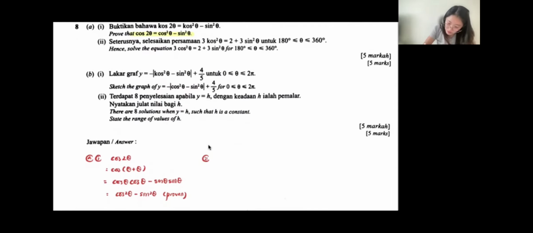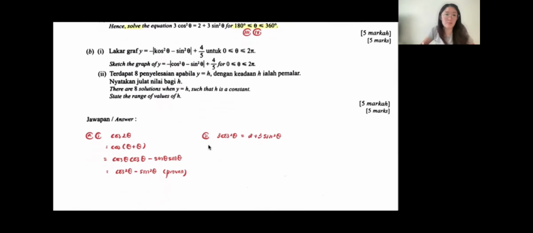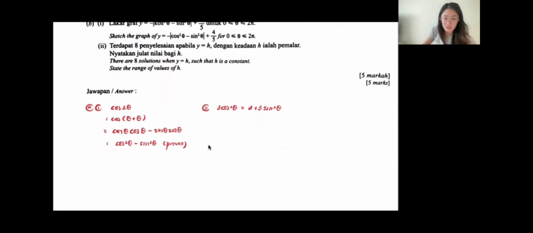Solve the equation, meaning you have to find out what is theta. Answer in between 180 and 360. This covers quadrant 3 and quadrant 4. Remind yourself, 3 cos squared theta equals to 2 plus 3 sine squared theta. First we have to simplify this, to something we can continue finding theta.